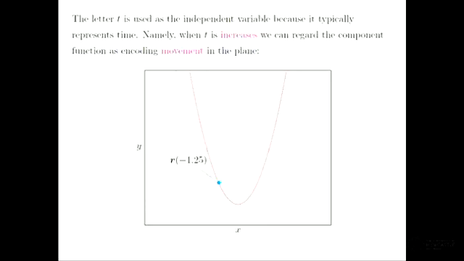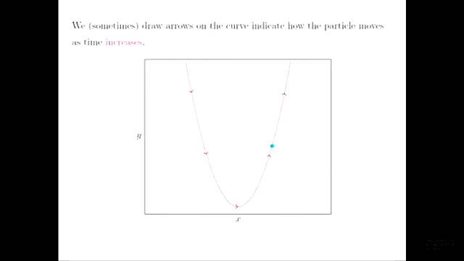We usually use the letter t as the independent variable because it typically represents time. This should resonate with the physicists in this classroom. Namely, when t increases, we can regard this component function as describing some type of motion in space. Here's the point on the parabola at r(-1.25) seconds, which I guess you can move negative in time. That's r(-1), r(-0.75), r(-0.5), r(0), r(1), r(2). So you can see we have this particle that's moving through the parabola.